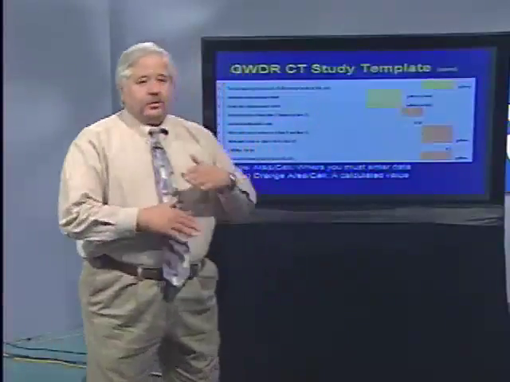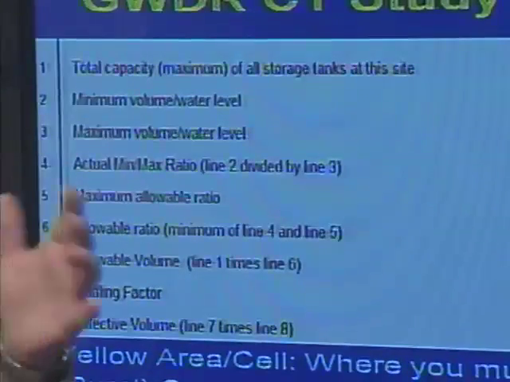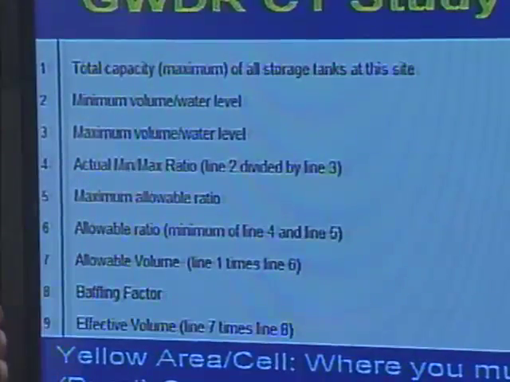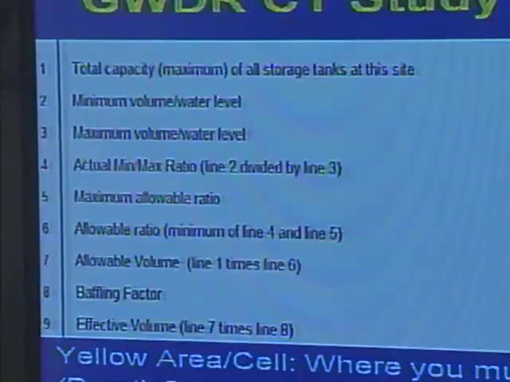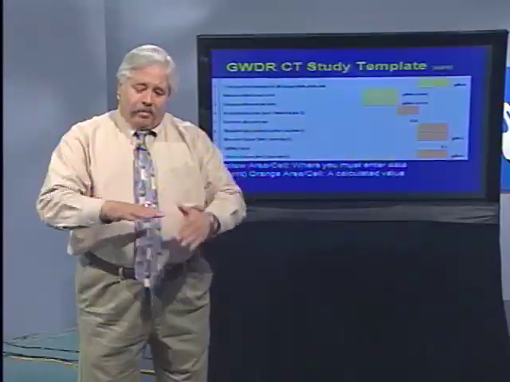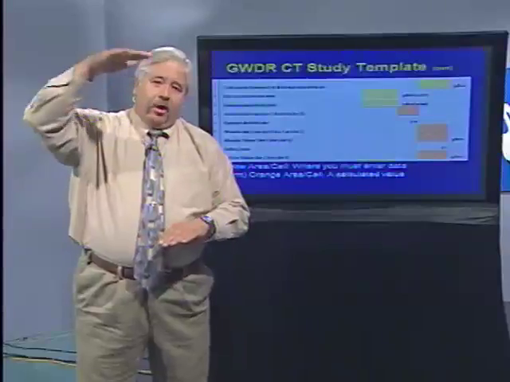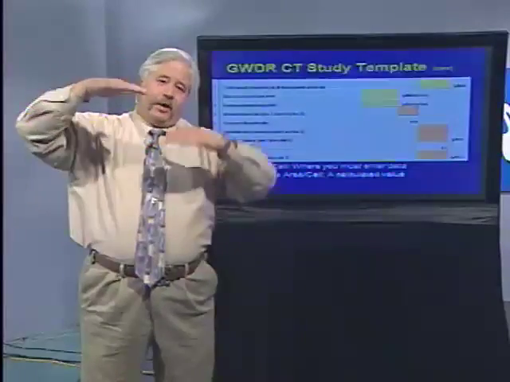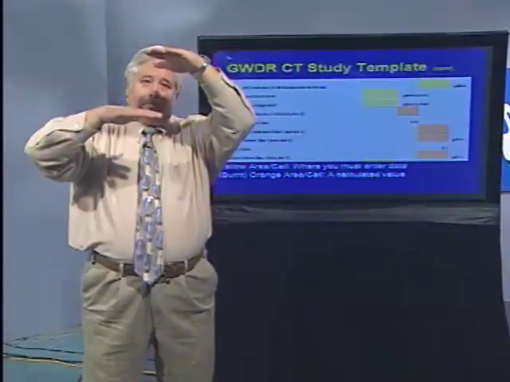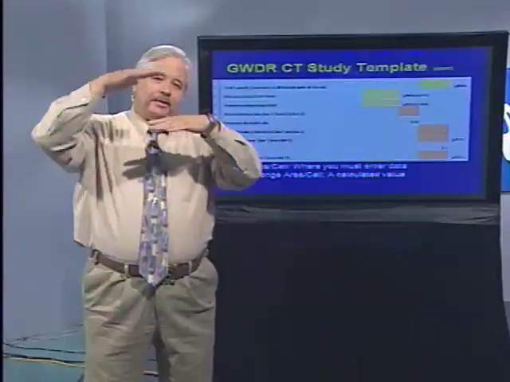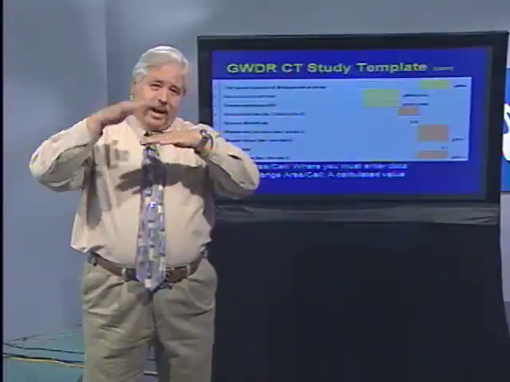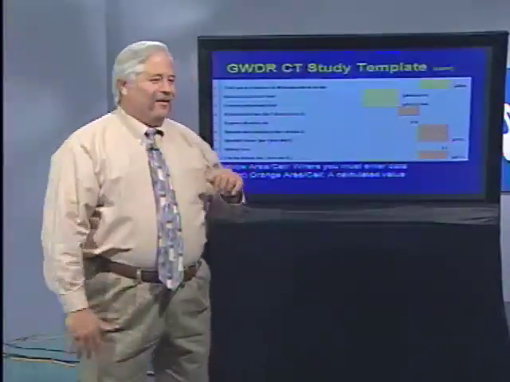The first line is the total storage capacity of all the storage tanks at this facility, at this treatment site. And that includes the volume of water between the floor of the tank and the overflow elevation. Now, the overflow elevation is generally located below the roof of the tank, and since any water that you try to put in there is going to drain out, you don't get credit for that air, okay?